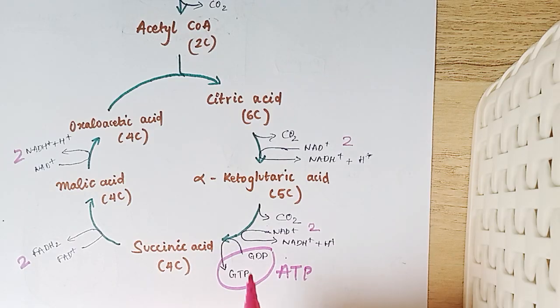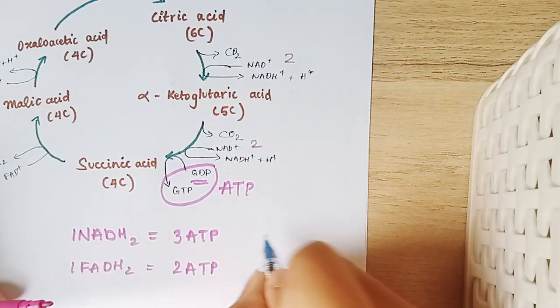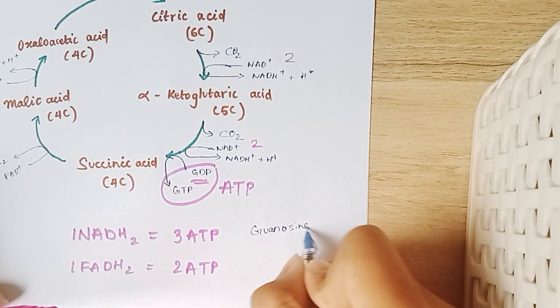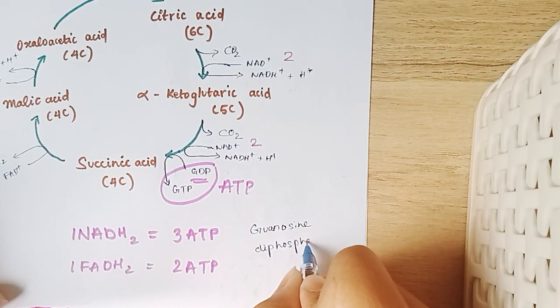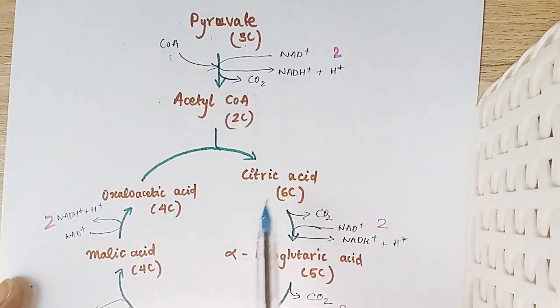The full form of GDP is guanosine diphosphate. So I hope Krebs cycle is picture perfect for you.